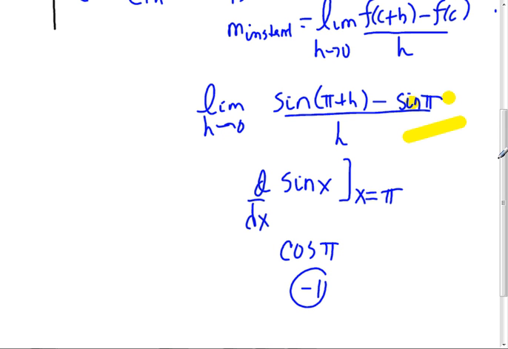And now we'll finish up with differentiability, and then we'll continue to average value because we're out of time.